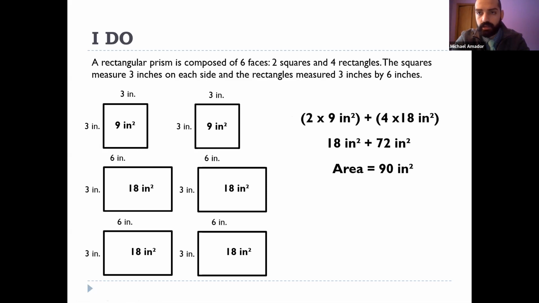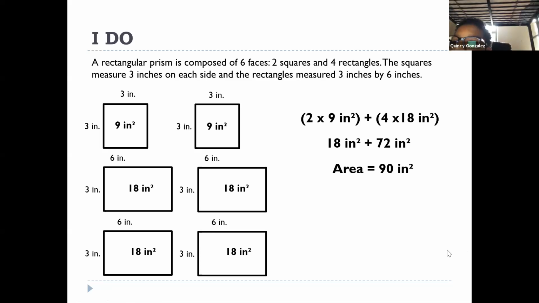Are we done? Are we finished with our problem yet? No, because we remember that there are 2 parts to this problem. We also need to find the volume. So going back to what we reviewed, I'm going to call on Quincy. How can we find the volume? What is the formula for volume of a rectangular prism?